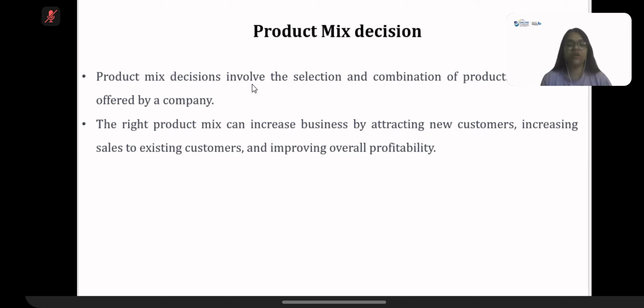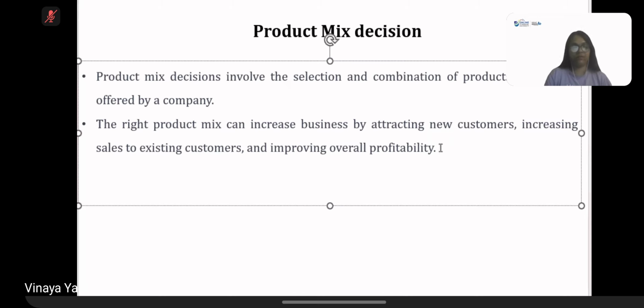PV ratio formula. Okay. PV ratio formula is contribution divided by sales into 100. Who wanted this? Acharya. It is contribution divided by sales into 100. लिख लीजिए आप.